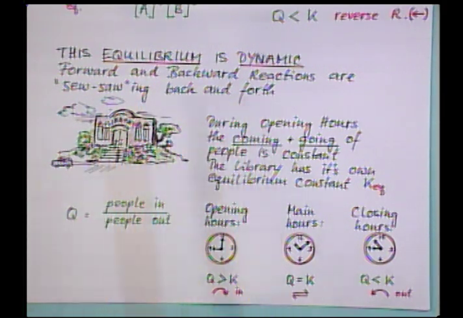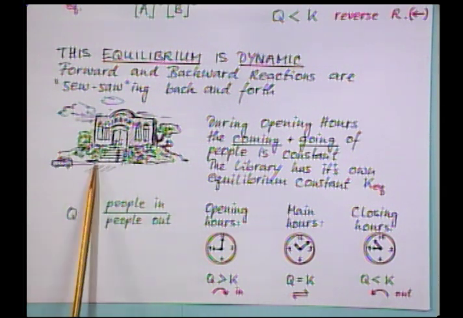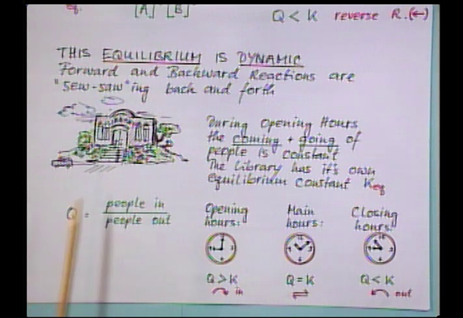An equilibrium is usually dynamic in chemistry. It can be an equilibrium between 2 physical states, but it can also be an equilibrium between reactants and products. We can sort of compare this to a library. At opening hours, there is a balance between people coming in and people going out of the library. So that is what we would call a dynamic equilibrium.